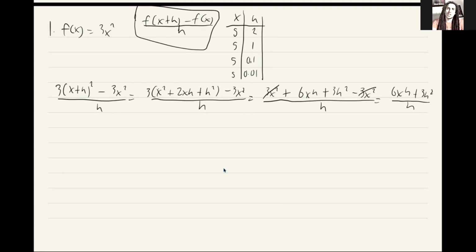We could stop here, but we're not done yet, because one thing that all of these terms have in common is an h. So to simplify it, we factor out the h. That leaves the 6xh into a 6x, the 3h squared into a 3h, and the h on the denominator becomes a 1. Therefore, we have 6x plus 3h, or in the problem that I showed, it was the other way around, but it doesn't matter. What comes first between the x and the h? It's the same answer regardless, as long as you have the right terms.